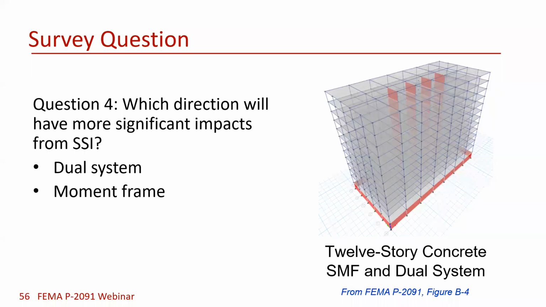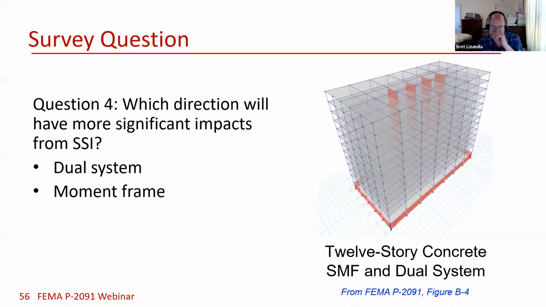Great. So which direction will have more significant impact from soil structure interaction, the dual system direction or the moment frame direction? And we'll give you a little bit of time to think this over. All right, looks like about half of you have already responded. Give you a little more time for the rest of you. Try to get your answer in now. I'll be closing it shortly. 3, 2, 1. All right, Brett, I'm sharing the results.